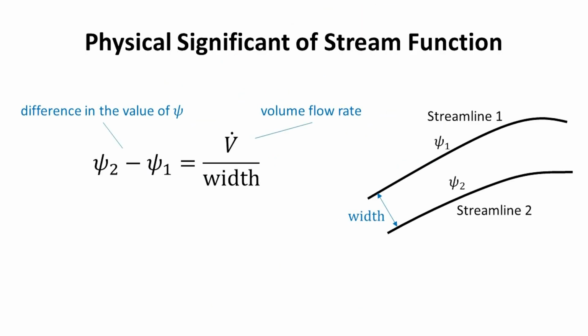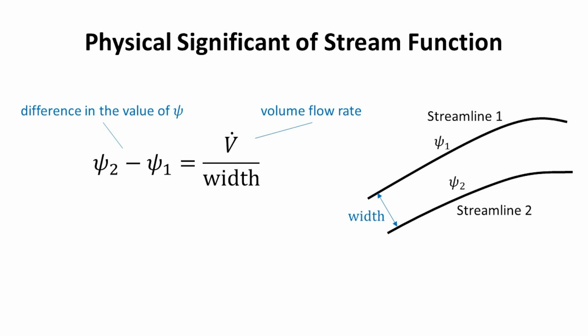Now let's look at some of the physical significance of stream functions. The difference in the value of psi from one streamline to another streamline is equal to the volume flow rate per unit width between the two streamlines. With this equation, you can determine the volume flow rate of the flow between two streamlines.